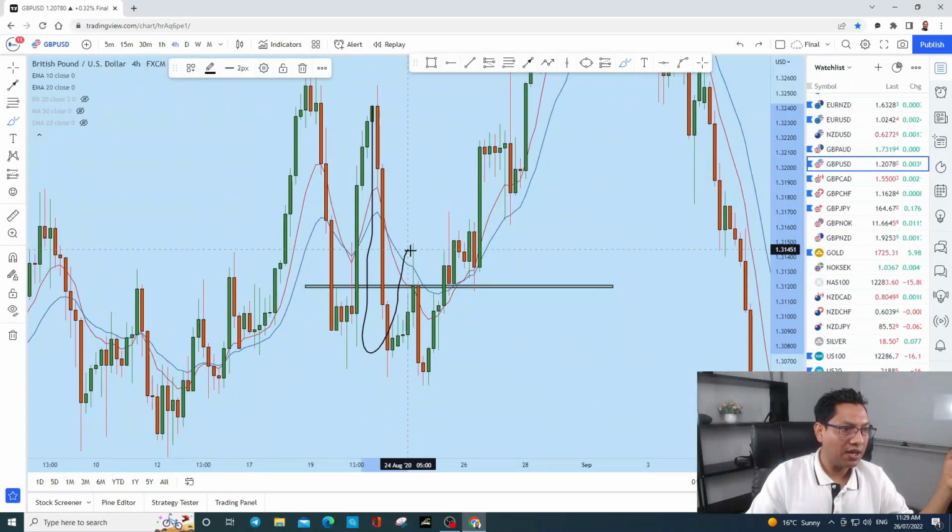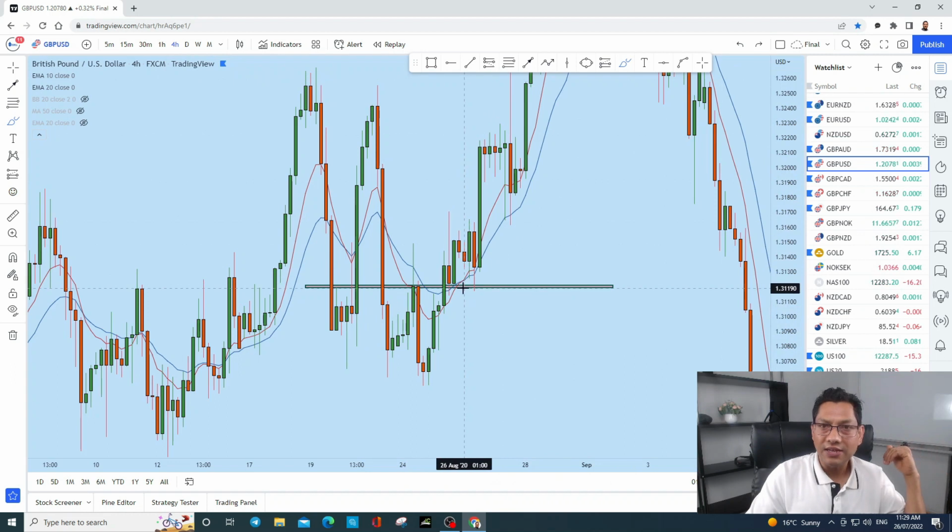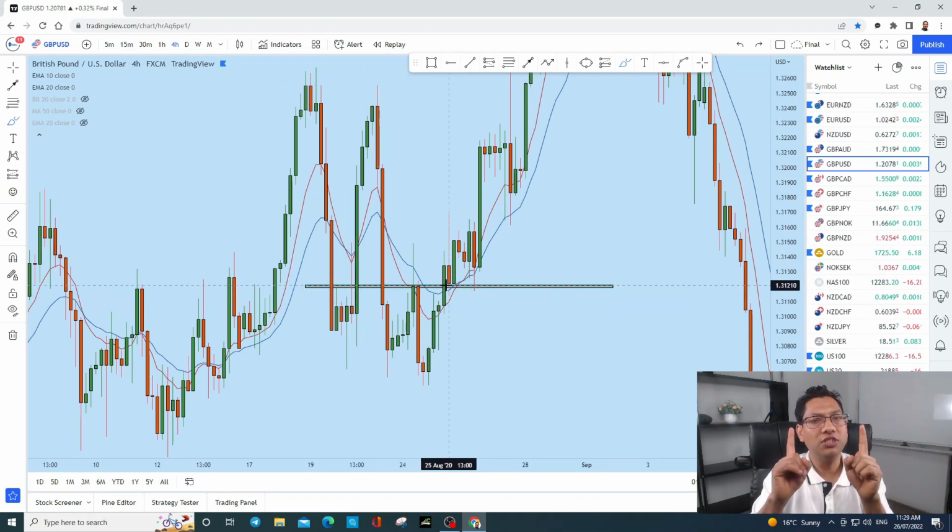That means the price reversed from here, started its temporary downtrend, started the uptrend. So this is the first secret you need to know in the market. Now let's look at the second secret of price action.